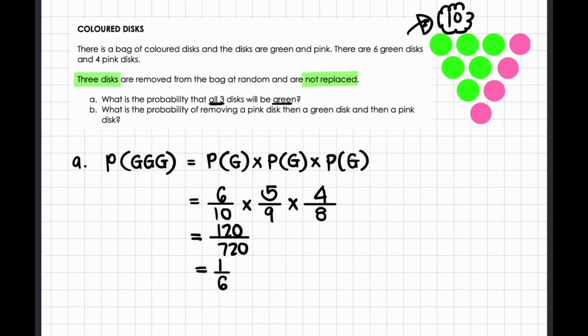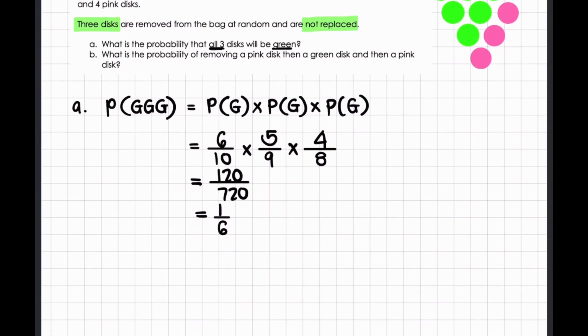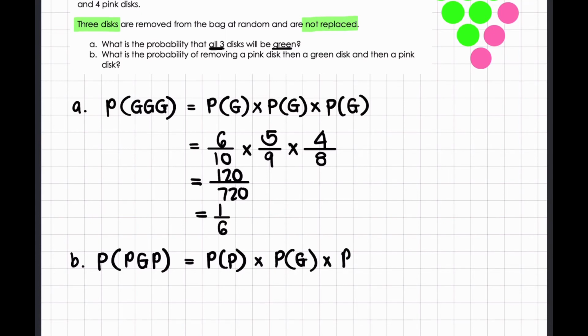The next question says, what is the probability of removing a pink disc, then a green disc, and then a pink disc again? So now I'm saying, what is the probability of picking a pink disc, followed by a green disc, followed by a pink disc again? Now this is a specific order. So they want the pink one, then the green one, then the pink one again. That would be the probability of pink, multiplied with the probability of it being green, multiplied with the probability of the last disc, or the third disc, being pink again.